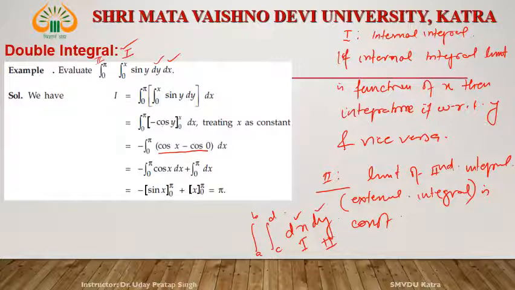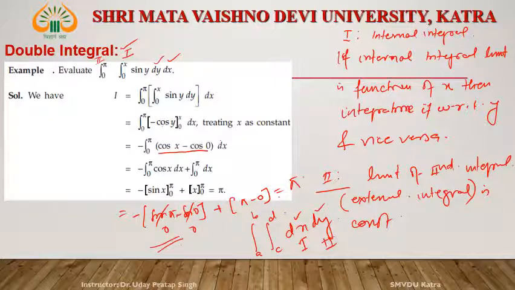So this integral is converted into two parts: 0 to pi cos x dx plus 0 to pi dx. What is the integral of cos x? That is sin x. Sin x from 0 to pi, then sin pi minus sin 0, plus pi minus 0. What is sin pi? 0. What is sin 0? 0. So the first term is 0 and the second term is pi. So the answer is pi. The integral is not tough, the integral is easy, but we must know how to evaluate it.